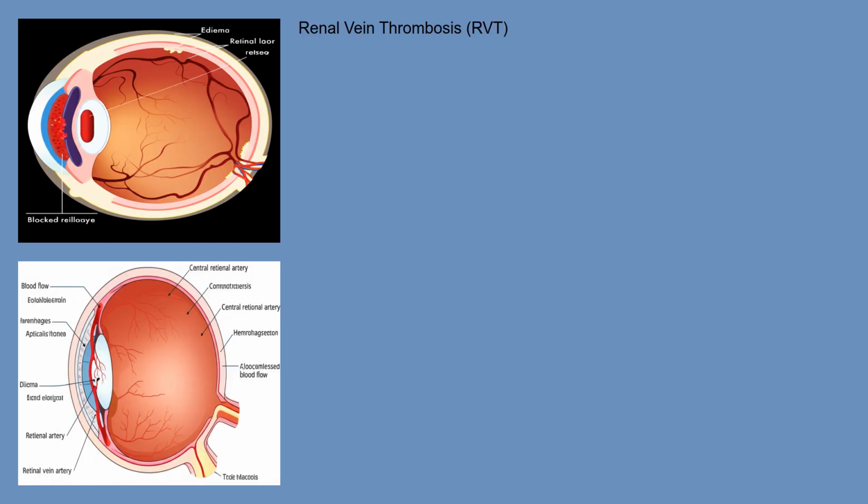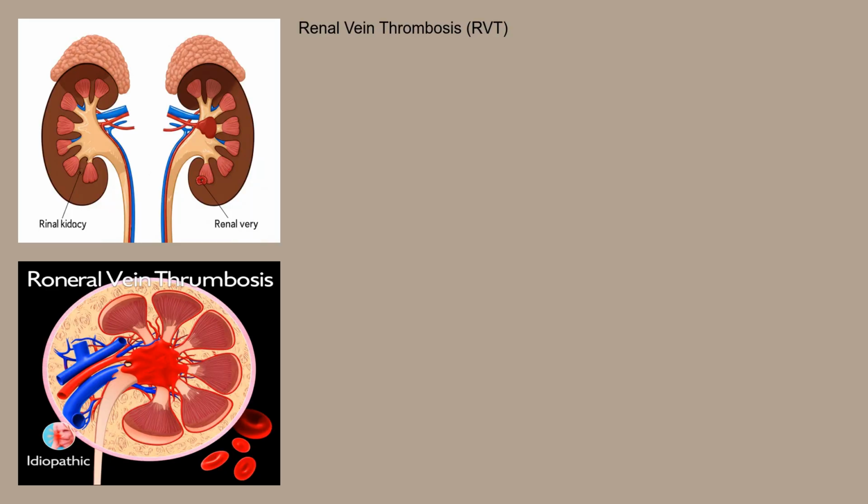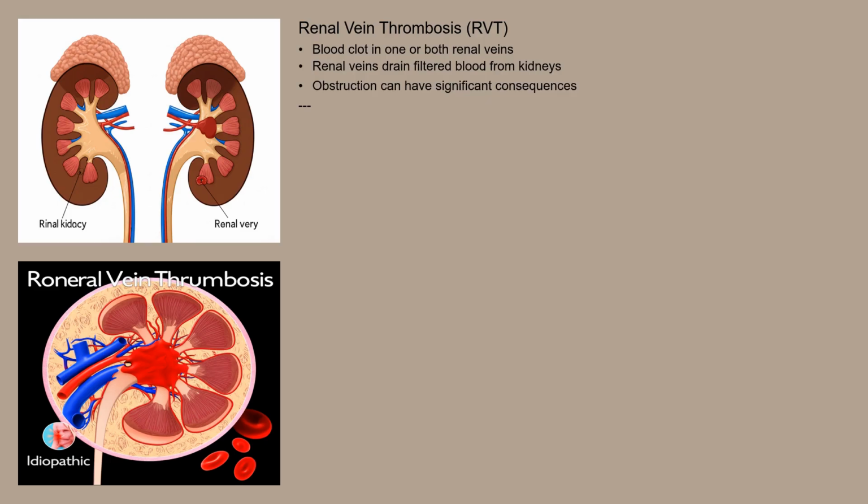Hello and welcome. Today we're going to discuss a serious condition affecting the kidneys, renal vein thrombosis, or RVT. We'll explore what it is, what causes it, how it affects the body, and what can be done about it. Renal vein thrombosis occurs when a blood clot forms in one or both of the renal veins. These veins are crucial. They drain blood away from the kidneys after the kidneys have filtered waste products. A blood clot obstructing this flow can have significant consequences.